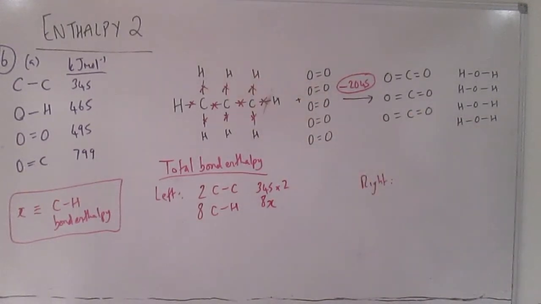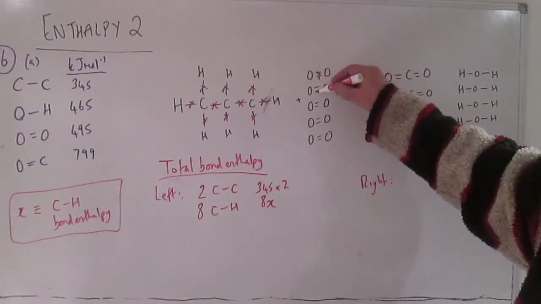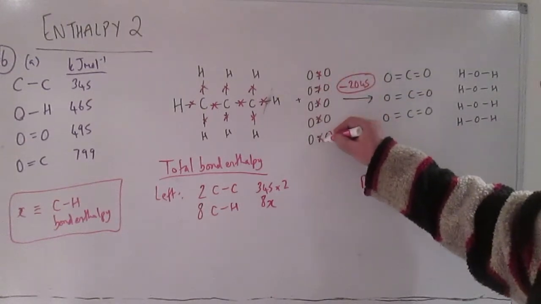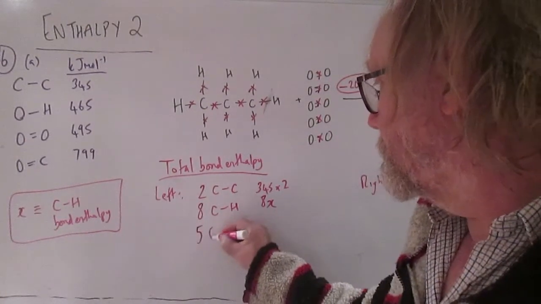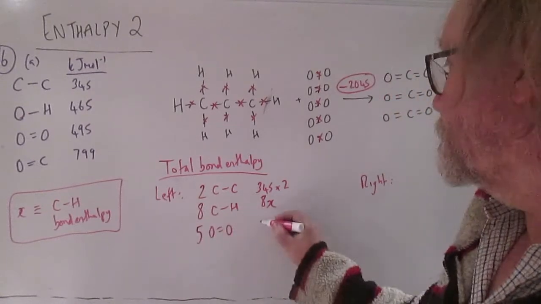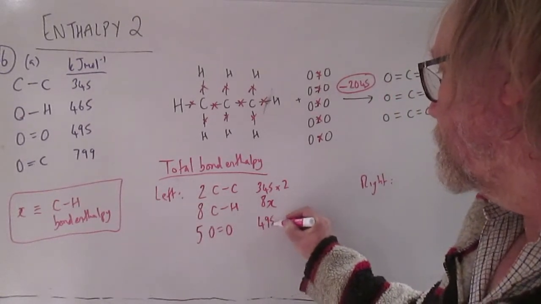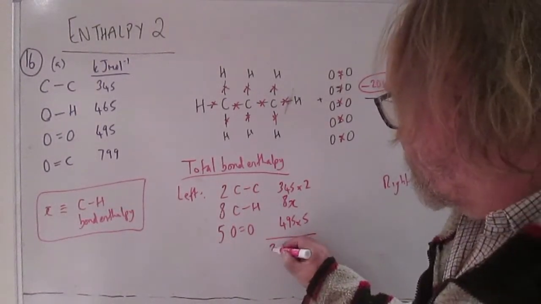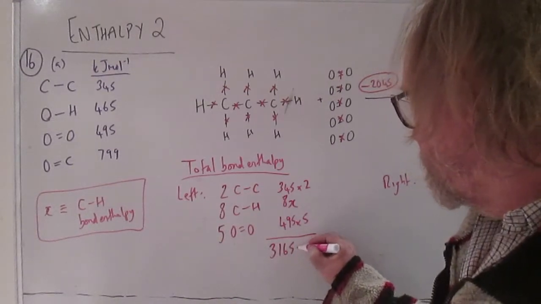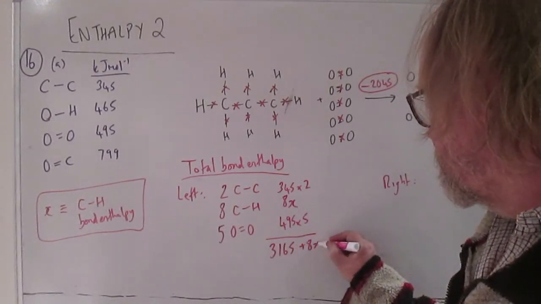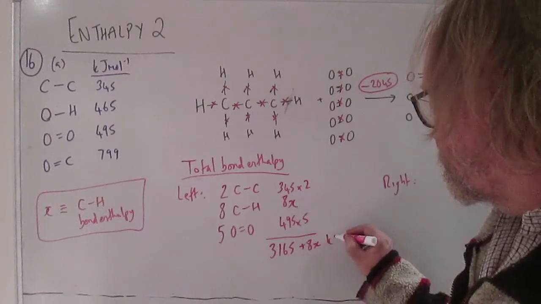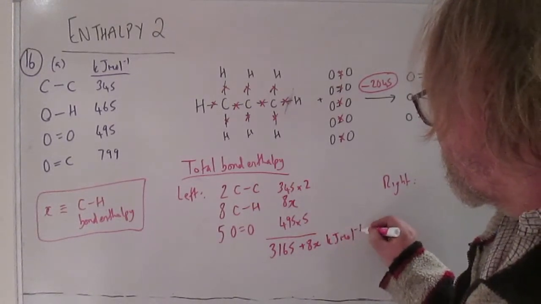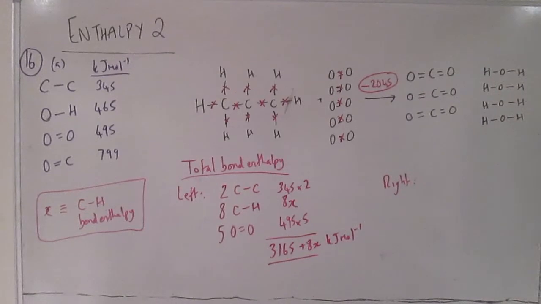So that's all the bonds in the propane, but of course we've got the oxygens as well, so we've got 1, 2, 3, 4, 5 O double bond O's, so that's 495 times 5. So if we add that lot up, we get 3165 plus 8x kilojoules per mole. Okay, that's for all the bonds on the left hand side, the ones that are going to be broken.